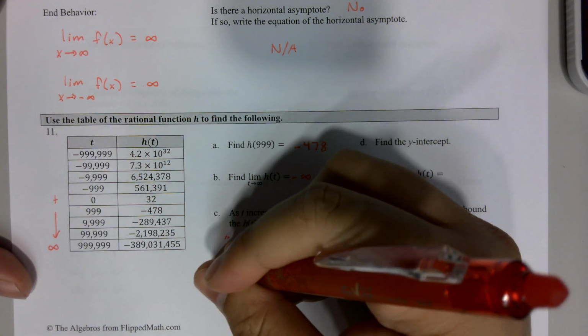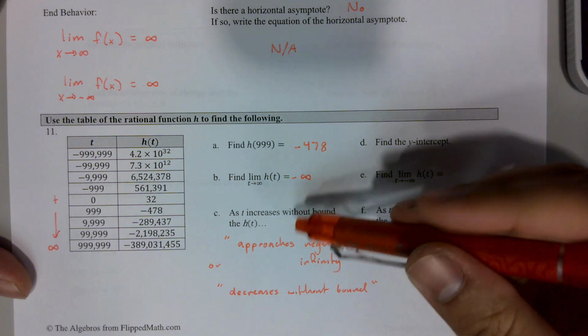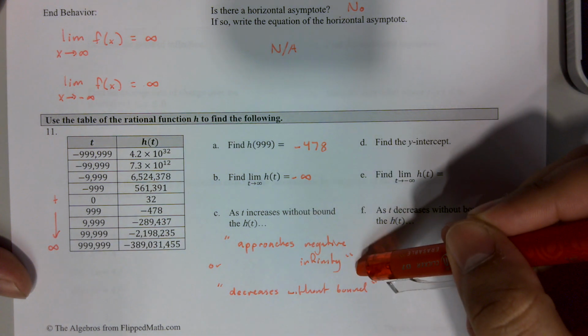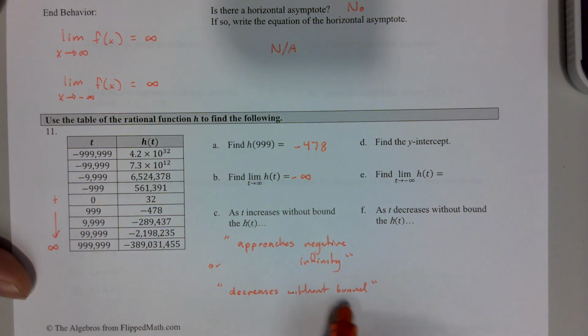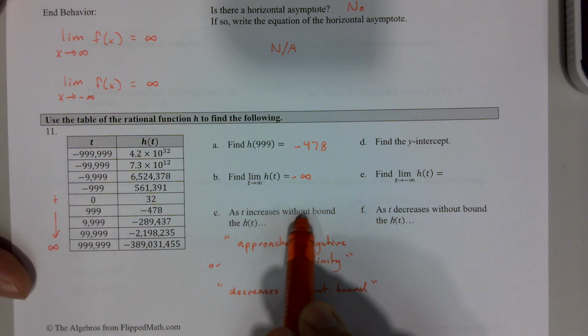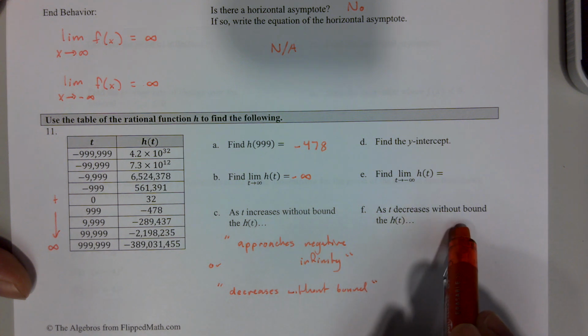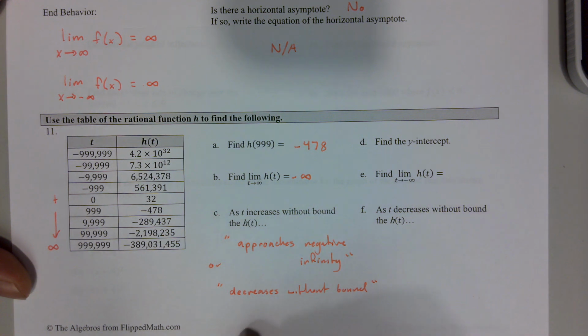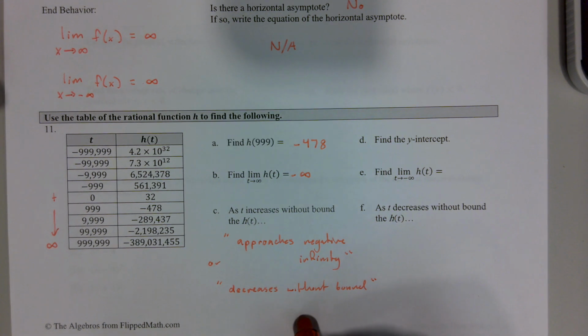Algebros, when I was looking at the answer key, they say approaches negative infinity. That's perfectly fine. And decreases without bound is also a very common way of saying this. In fact, they even say increases without bound over here, and they even say decreases without bound over here. So decreases without bound is perfectly acceptable.